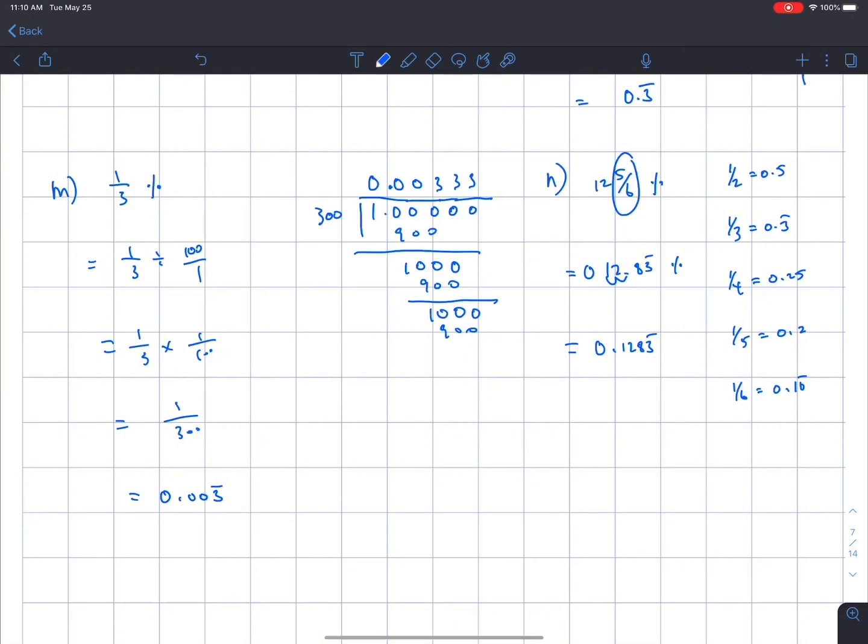5/6, I simply times that by 5. That's how I got 12.83 repeating. So I've simply times 0.16 repeating by 5. Okay, yeah, so that's the answer, 0.1283. If you didn't know, then you can just do a long division to convert that into a repeating decimal, the 0.83 repeating.